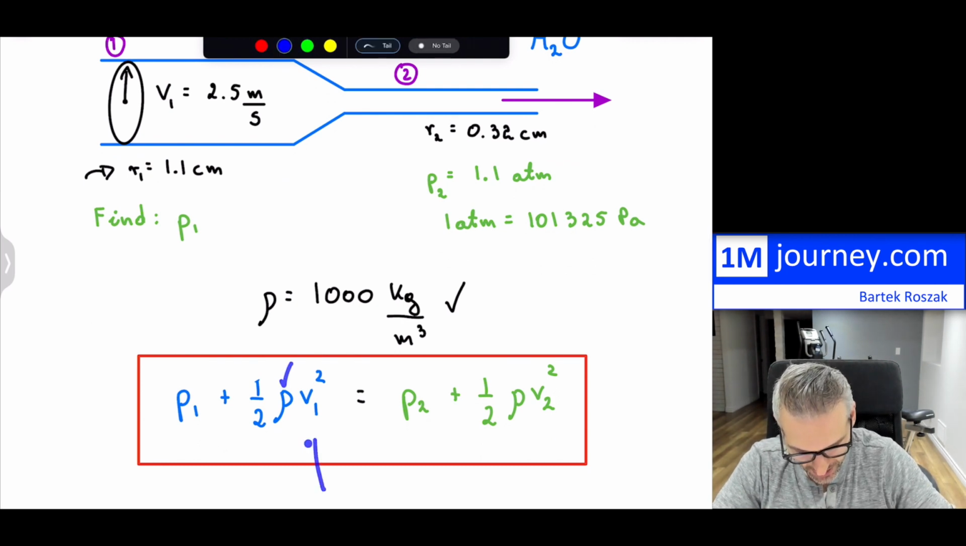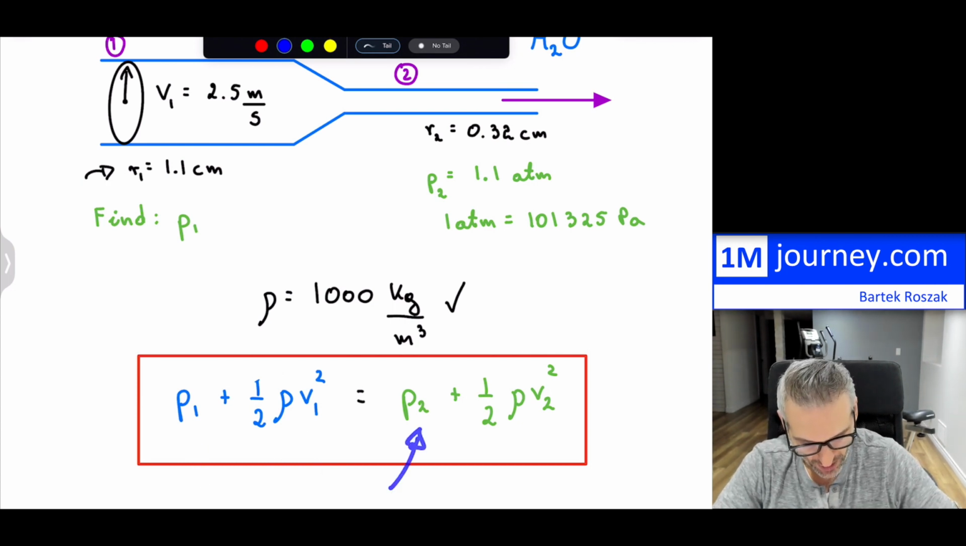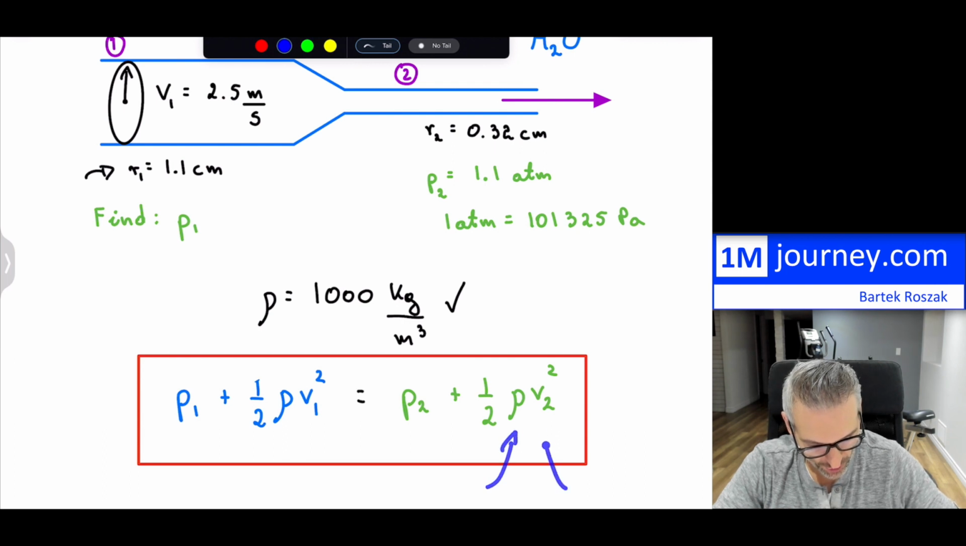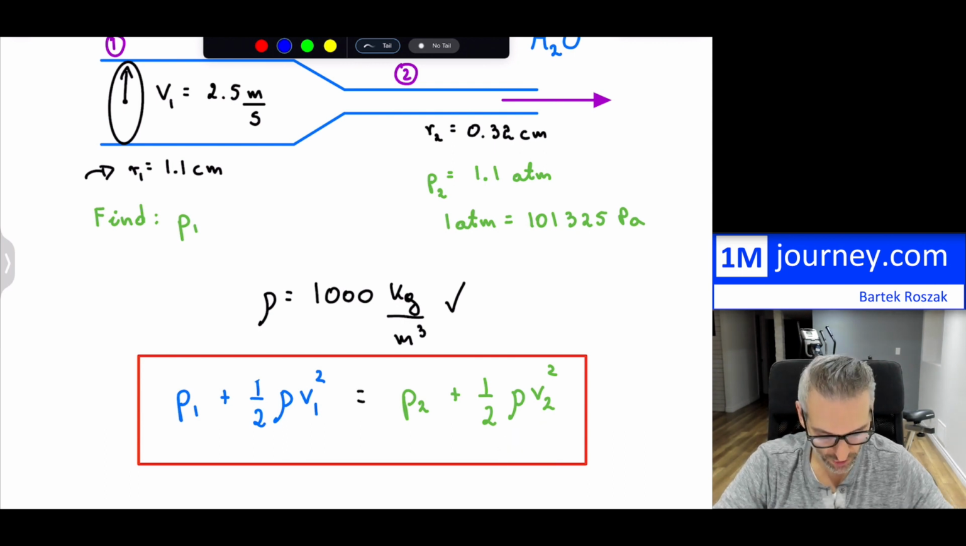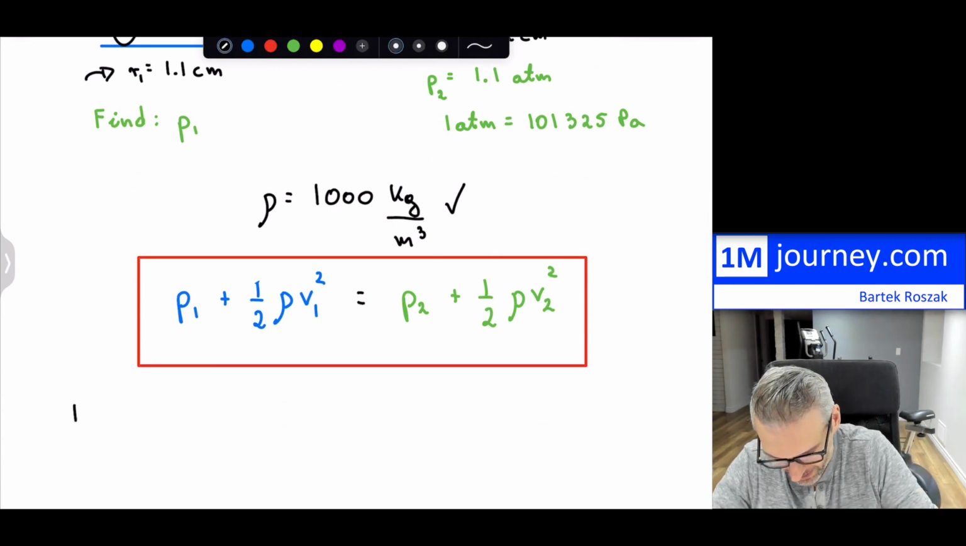We have this particular speed. We're looking for this pressure. We are told this pressure, so that pressure is right there. We can change that to pascals for SI units. We know the density, while we don't know this particular speed. So let's maybe start with that. Step number one is going to be, let's find V2.